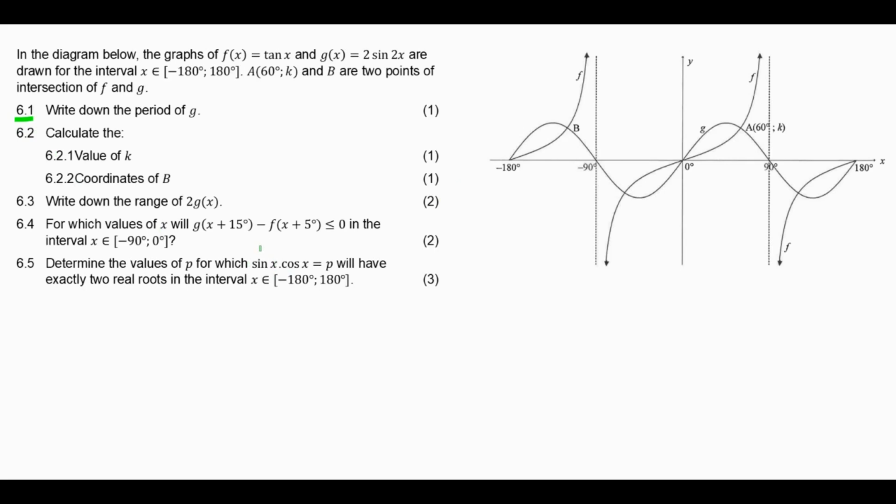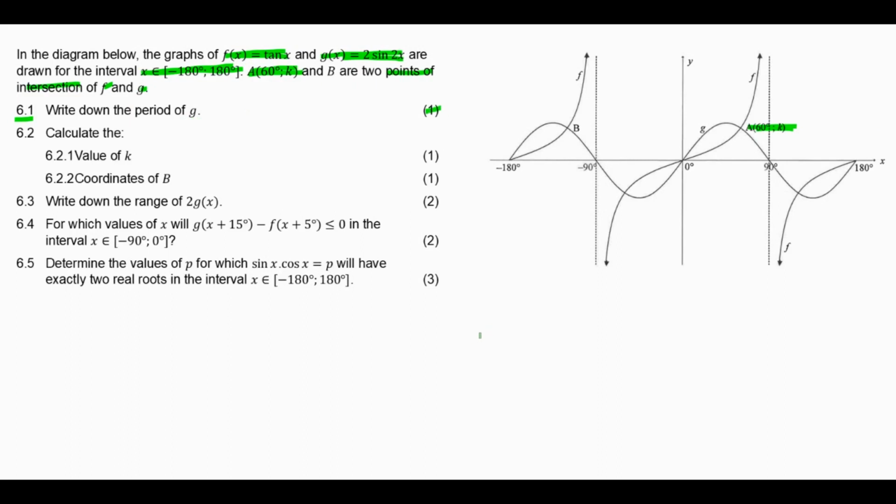In the diagram, the graphs of f of x is equal to tan x and g of x is equal to 2 sine 2x are drawn on the interval x in the element of negative 180 degrees to 180 degrees. A and B are 2 points of intersection of f and g. These are the points of intersection. Write down the period of g, 1 mark.